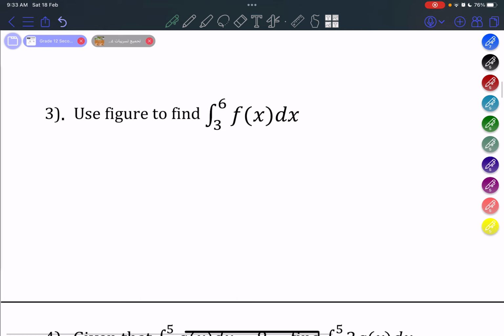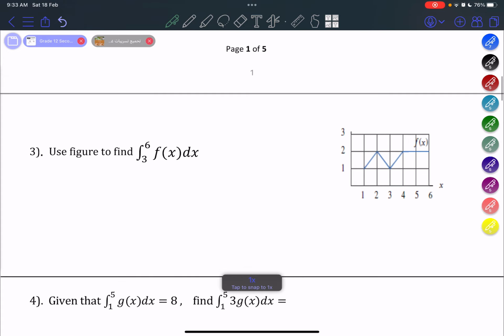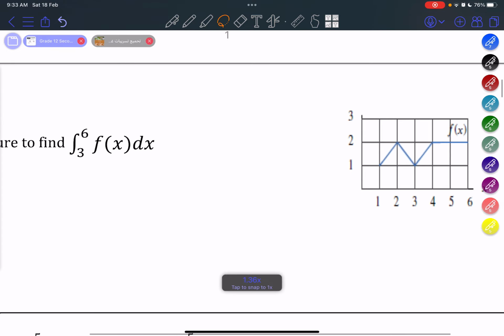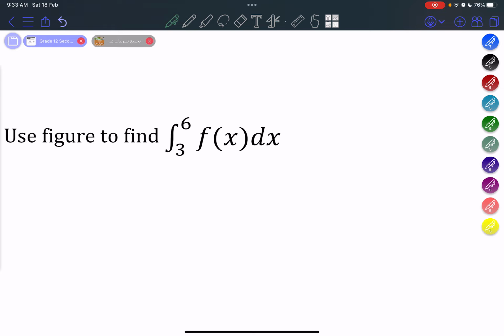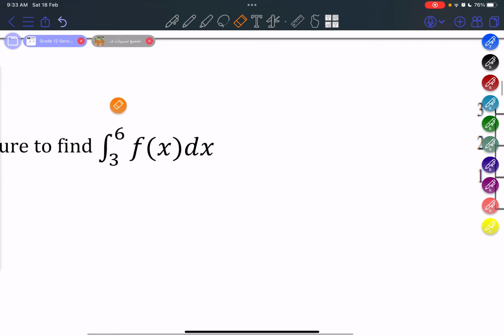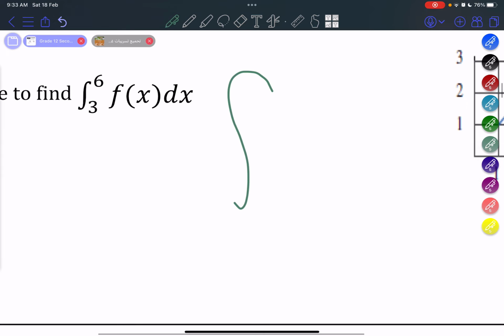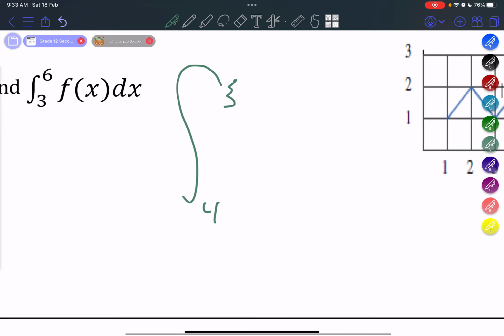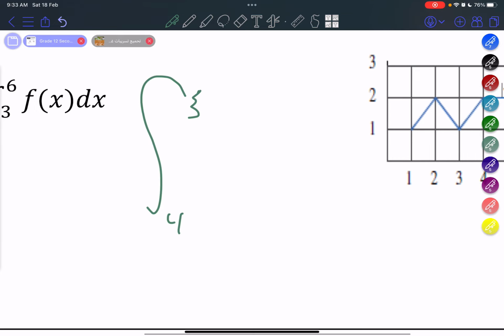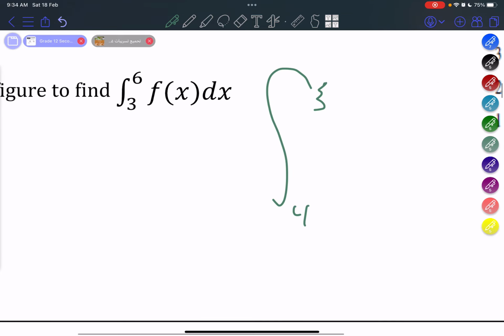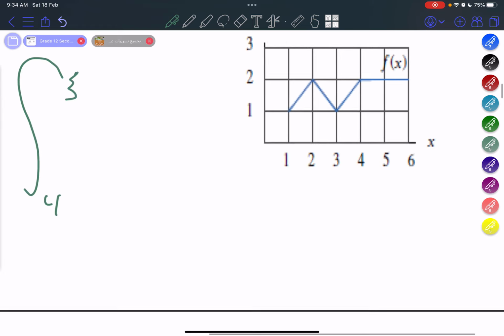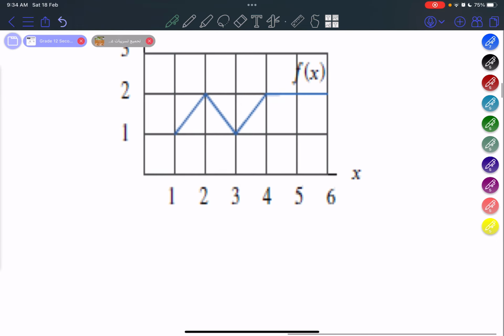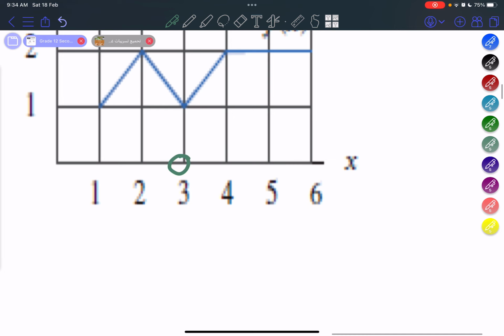Moving on to question number 3. Use the figure to find the integral from 3 to 6. Basically, what does the integral mean? Integral means if we have a definite integral, so let's say from 4 to 5, they're asking us to find the area under the curve from the interval 4 to 5. In this case, our interval becomes 3 to 6. So let's go here. They want us to find the area under the interval 3 to 6.